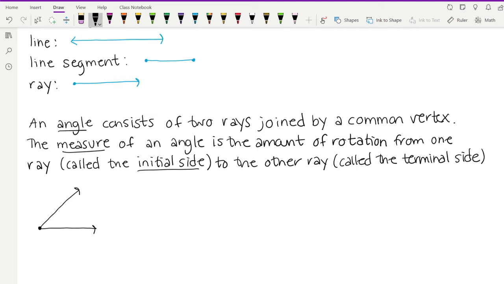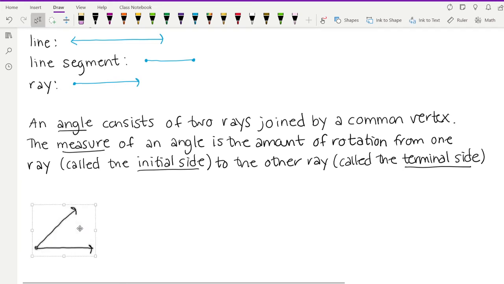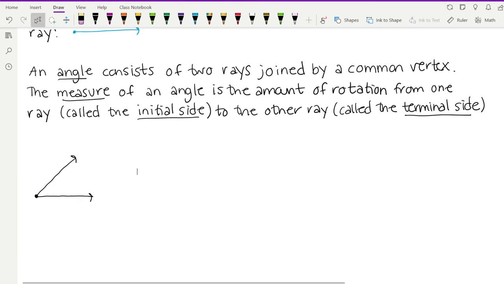Okay. So here's our angle, right? We have two rays connected together. So in this picture, the side on the bottom here would be called the initial side. And this would be called the terminal side of the angle. And then the angle itself is really referring to the amount of rotation that it would take to go from the initial side to the terminal side.